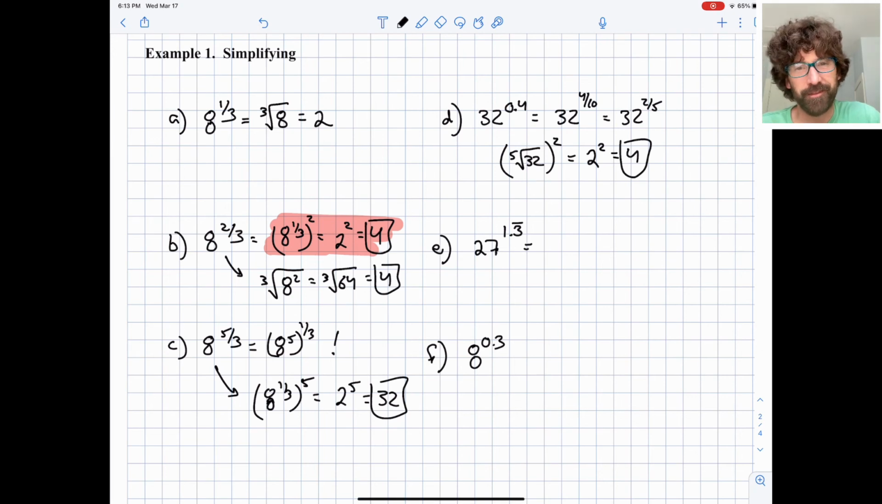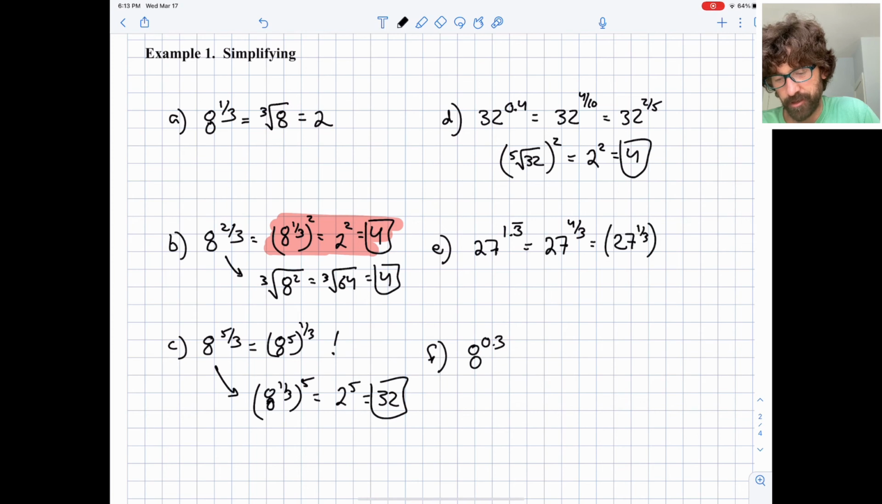27 to the 1.3 repeating. Well, 27 to the 1.3 repeating is the same as 27 to the 4/3, which is then 27 to the 1/3, then all raised to the 4th. We're just pulling apart that fraction. 27 to the 1/3 is 3. 3 is the cubed root of 27. And then we need to think about what 3 to the 4th is. That would be 3 times 3 times 3 times 3. That's 81.